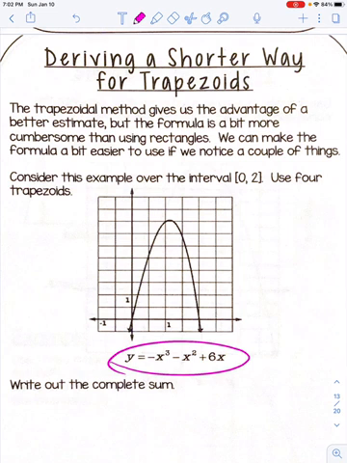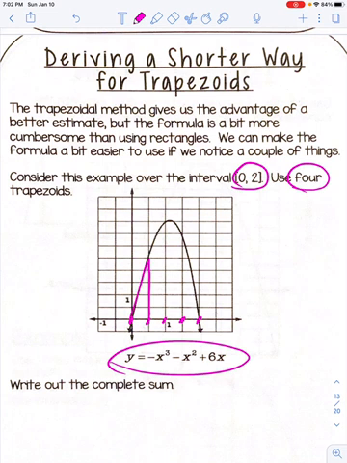Here's my function. Tell you what, pause. Go type them into your y equals. All right, I'm going from 0 to 2, and I want 4 traps. Okay, so from 0 to 2, and I want 4 trapezoids. So we are now on the half.